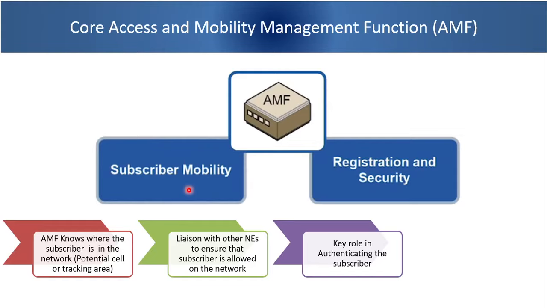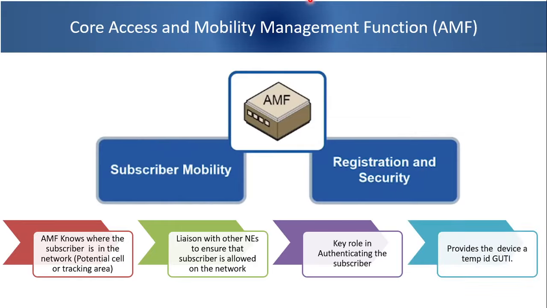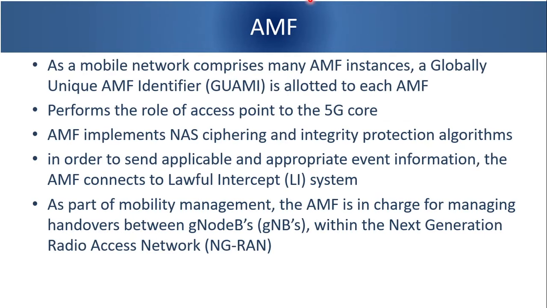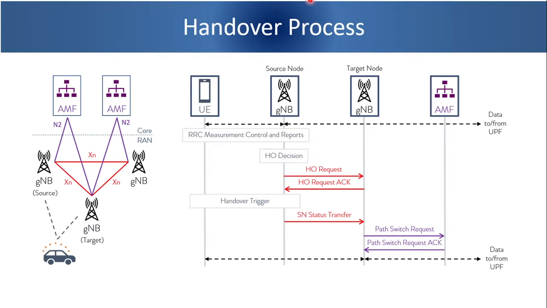So it plays a key role in authenticating the subscriber and allocating the temporary ID. And while paging also, the GUTI is used. When a device is paged, at that time also AMF uses the GUTI, that temporary ID allocated to the device. Okay, so I think this is the major function of AMF, and these are also jotted down in this slide. Perhaps you can go through the text part because it will be easier for you to read if you're not going to the recorded video.